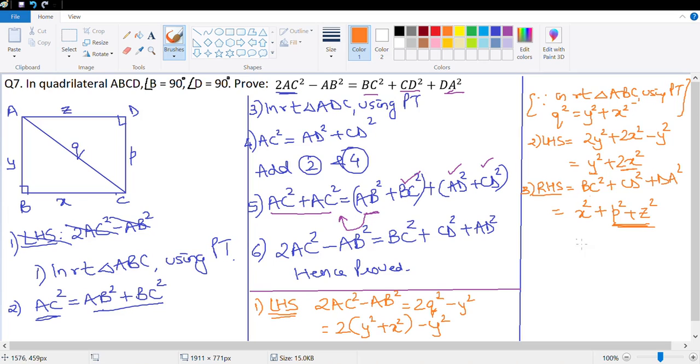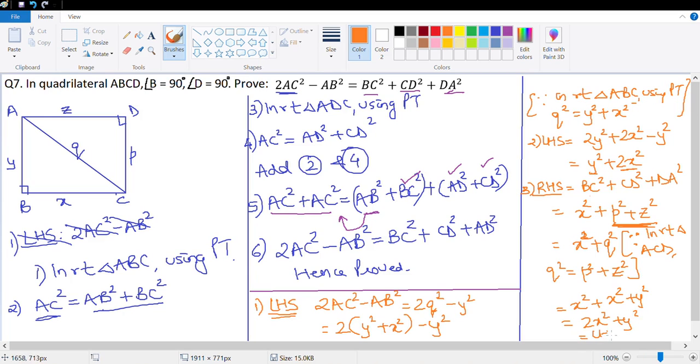Okay, so I can write p square plus z square is equal to q square. Right? P square plus z square is equal to q square. Reason, since in right triangle ACD, q square is equal to p square plus z square. So this now becomes x square plus y square, which is equal to 2x square plus y square, which is equal to left hand side. Done. Let's look at the next question.